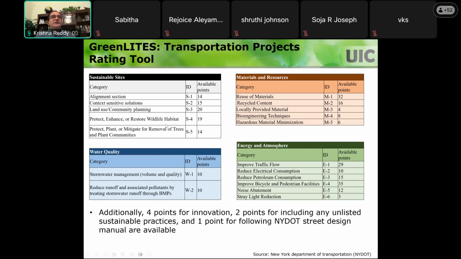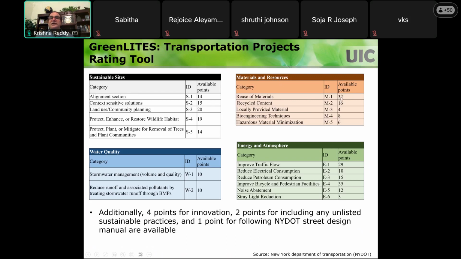If you want to go into the details about the specific credits they're looking at, you can see, just like how I explained about LEED, same thing: sustainable sites, water quality, materials and resources, energy and atmosphere. You can look at each one of these things and say, okay, I'm doing a new project, I want to rate it based on the Green Lights. You look at this one: am I using any of these things? For example, reuse of materials. For materials and resources, am I using reuse of materials, following the instructions, and how much reuse of materials is happening, and based on that you assign the score.